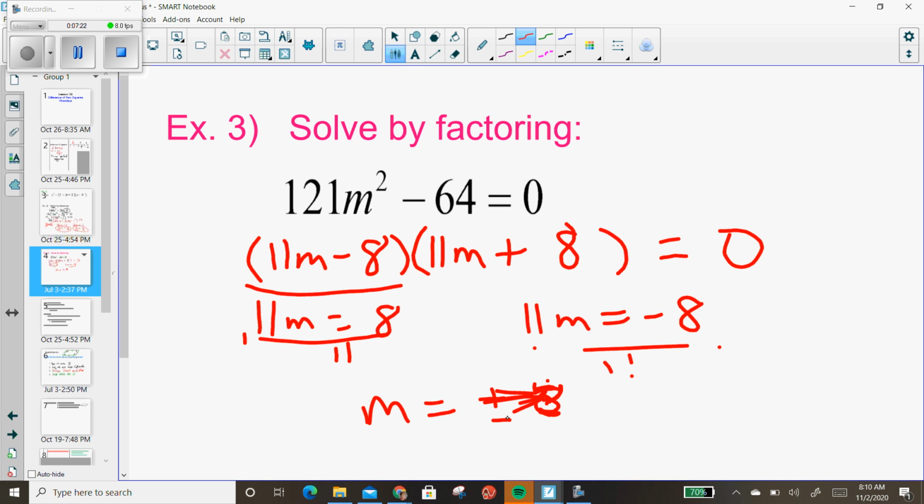Okay, we'll try that again. Positive or negative 8 over 11. Sorry, this stylus isn't a little bit better. We're very good with difference of squares and factoring.